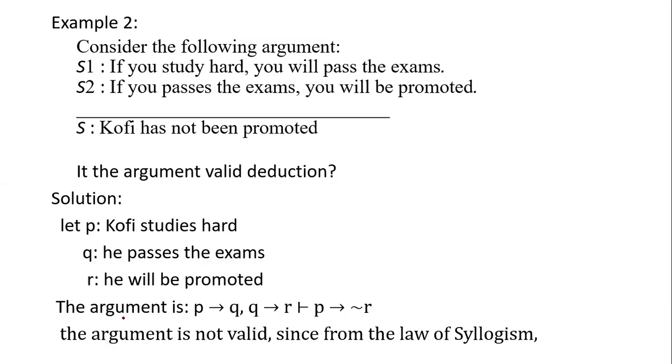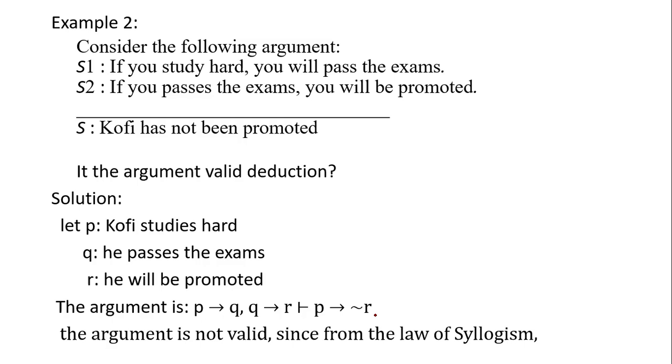So let's write the implications. The argument is P implies Q, Q implies R, therefore P implies R. That is the argument that would make it valid. But the conclusion says Kofi has not been promoted, so we have the negation of R. So we have P implies Q, Q implies R, therefore P implies not R, which is outside the law of syllogism, and for that matter, it's not valid.